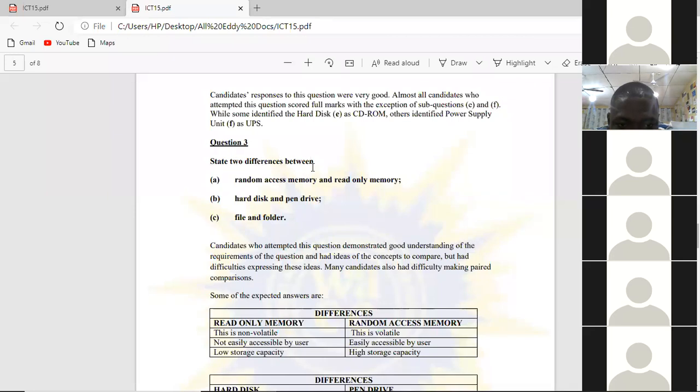The two differences between random access memory and read-only memory. So who can answer this? Read-only memory is non-volatile and random access memory is volatile. Very good.